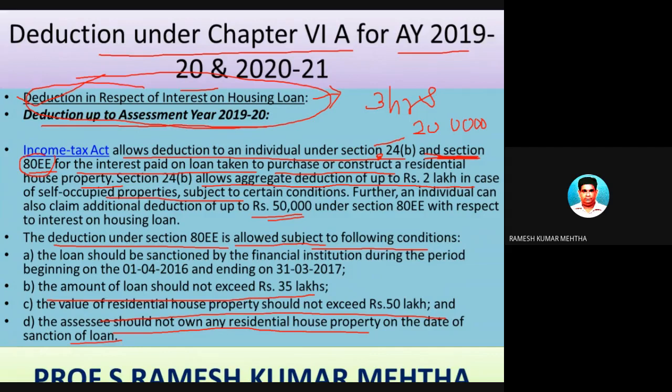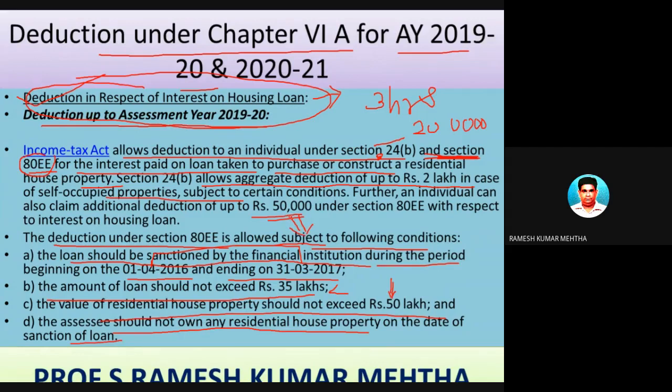Number four, the loan should be sanctioned by an approved financial institution or a bank during the period beginning from 1st April 2016 and ending on 31st March 2017. So if the loan is taken between this particular period and the loan amount is less than 35 lakhs and the house property value is less than 50 lakhs, and the assessee doesn't have any additional residential house property on the day on which this loan has been sanctioned, then he can claim additional interest on housing loan, if at all.